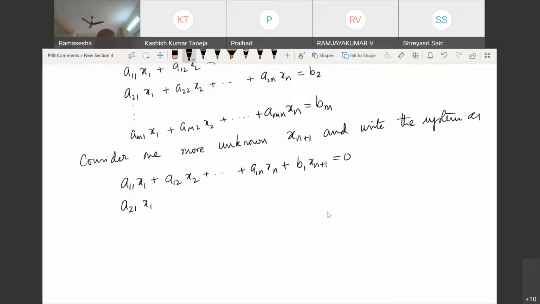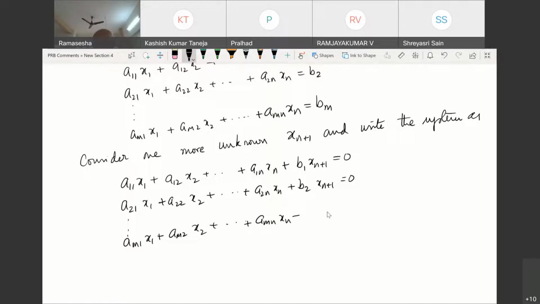a21 x1 plus a22 x2 plus a2n xn plus b2 xn plus 1 equal to 0, and so on, plus am2 x2 plus etc. plus amn xn plus bm xn plus 1 is equal to 0.